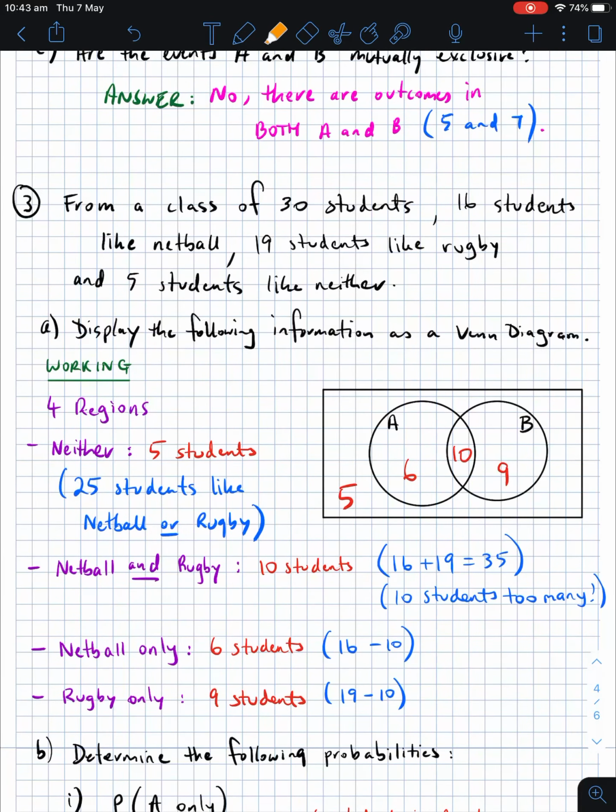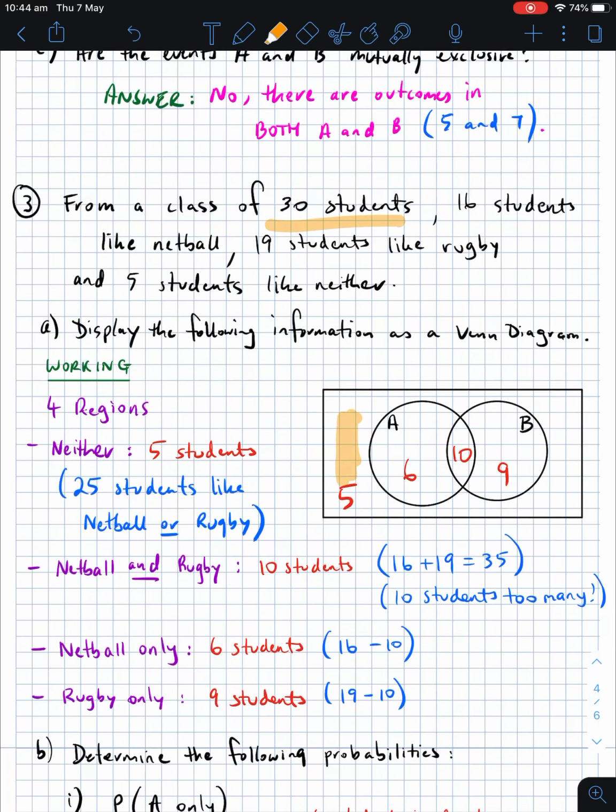Okay, question 3. This is a very typical sort of question, but they can get a little bit weird and tricky, so really listen carefully for this one. So from a class of 30 students, 16 students like netball, 19 students like rugby, and 5 students like neither. You want to be able to display this information on a Venn diagram. So what we need to think of, remember the 4 different regions. We've got to get the right sort of numbers. And remember, these numbers that we're getting need to add up to our 30 students, because all these 30 students are going to be sitting in one of these sections.